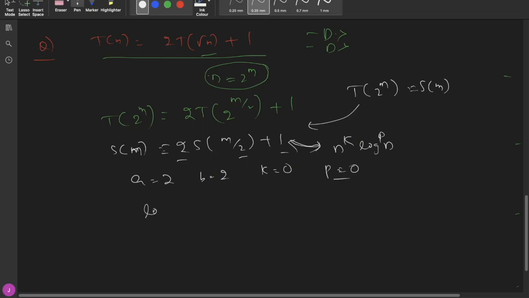Now I am comparing two values, log a base b and k. Log a base b I am getting 1 and the k value is 0, so the left side is greater. That's why this is a clear cut case of case 1. In case 1, to represent the left side is winning, what do we have to do? We have to make the log a base b value the exponent of n. The log a base b value is 1 here, so I am getting order of n. So this is the time complexity.